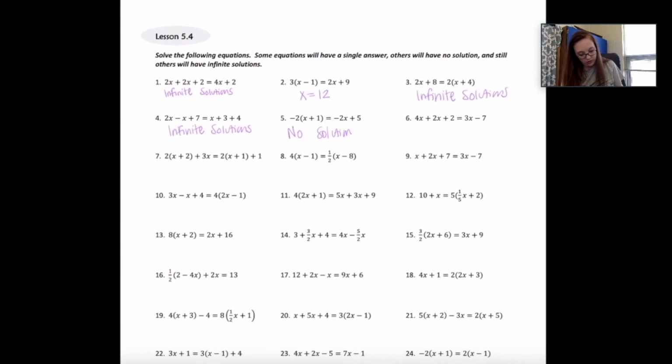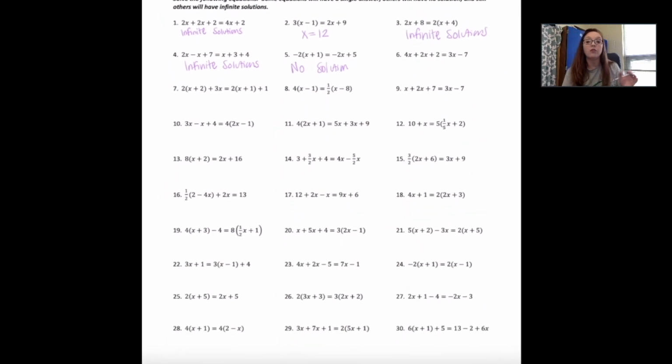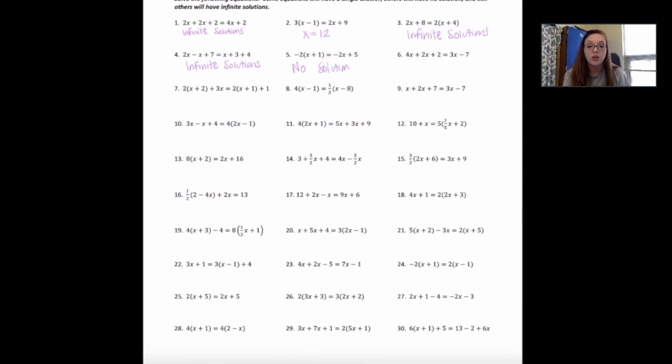All right. You need to complete the remaining problems on this page. Some of them will have infinite solutions, some will have no solutions, and some of them will have a single solution. So go ahead, work through these problems. Good luck.